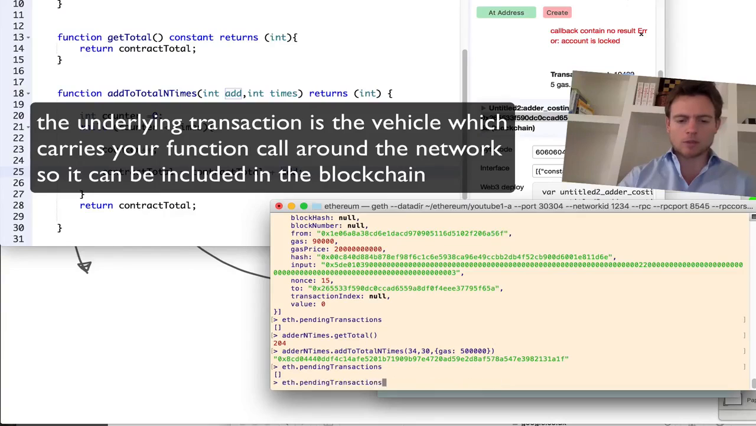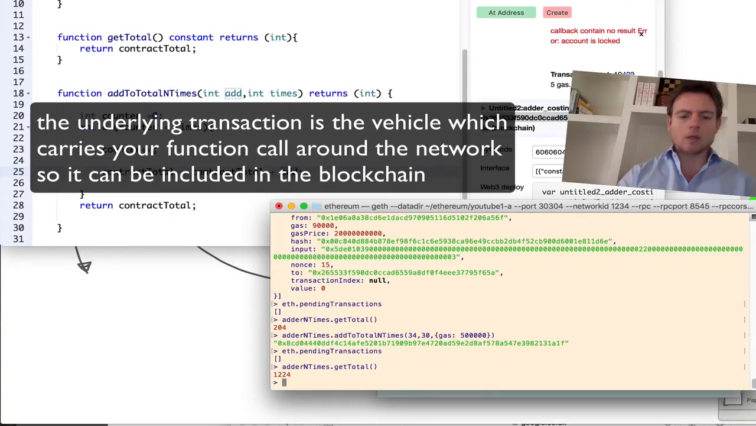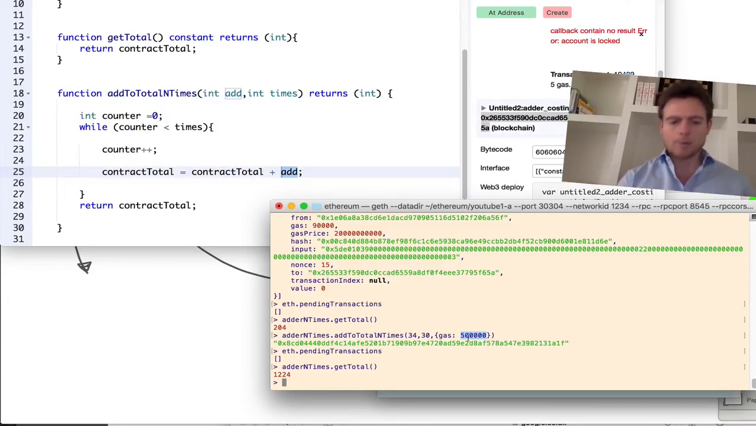So let's see what the total is now. Okay, so it looks like by specifying 500,000 gas as the upper limit, I was able to successfully have 34 added to the total 30 times. But I wasn't able to do so until I specified a higher gas limit than the default. So let's have a look at this actual transaction.